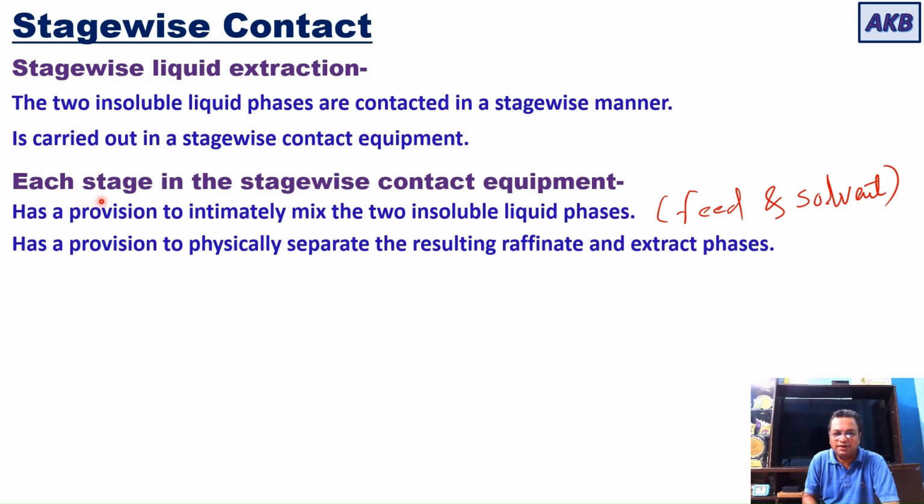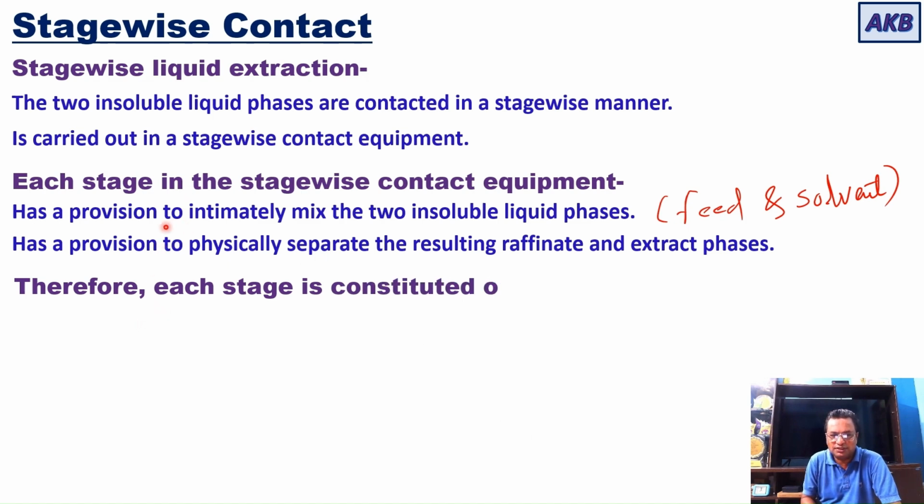In short, every stage in the stage-wise contact equipment that is used for carrying out stage-wise liquid extraction has a provision to intimately mix the two insoluble liquid phases, feed and solvent, and it also has a provision to allow the resulting mixture to settle and then separate into two layers. And then after separation has occurred, there is provision to physically separate those raffinate and extract phases.